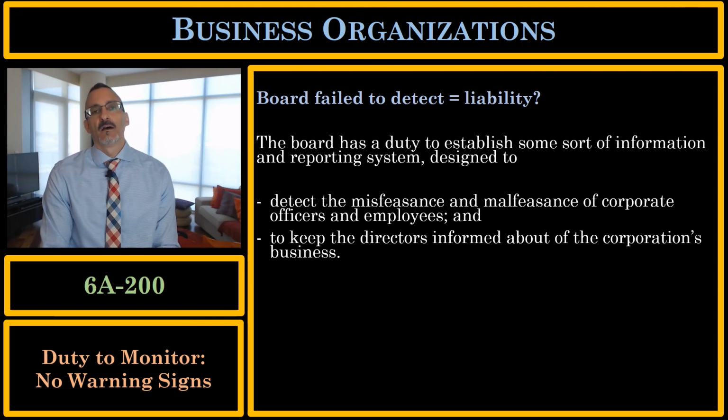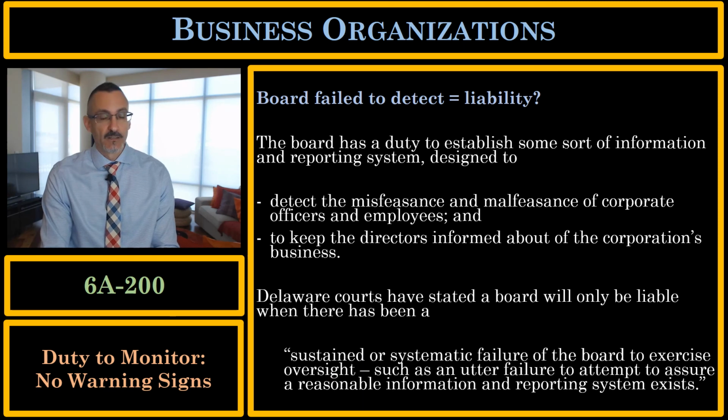Delaware has come up with a specific standard to look at when we're talking about the board's failure to detect employee misconduct or some sort of threat to the business of the corporation. First, Delaware courts have said the board has a duty to establish some sort of information and reporting system. We already talked about what information and reporting systems are, right? And so the board has a duty to set up some sort of information and reporting system. Otherwise, how can you make decisions if you don't have information coming to you? But you will only be liable for breaching your duty to monitor when you have engaged in some sort of sustained or systematic failure to exercise oversight, such as an utter failure to attempt to assure a reasonable information and reporting system exists, right?